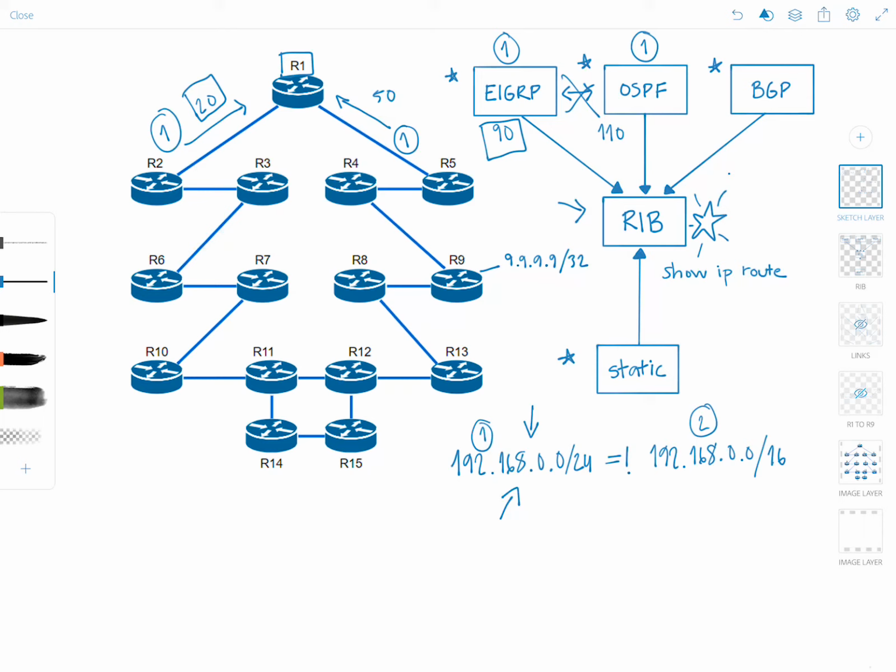But again, if there are multiple paths to the same destination from a single routing protocol, then the multiple paths would have the same administrative distance, and the best path is selected based on the metric. So this is what I explained with the example here on R2 and R5, advertising this route with different metrics. So this one would be preferred.